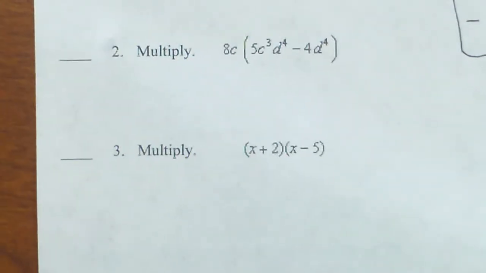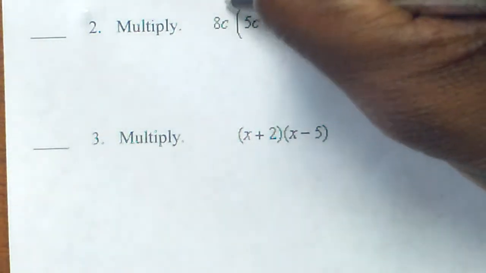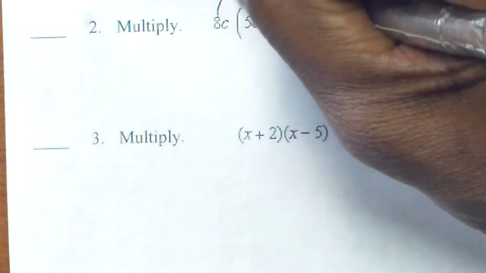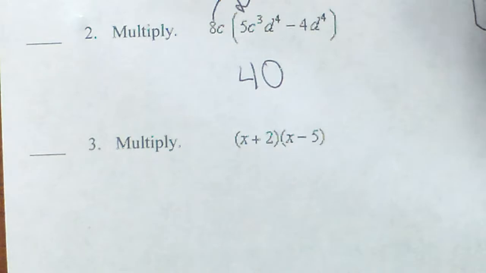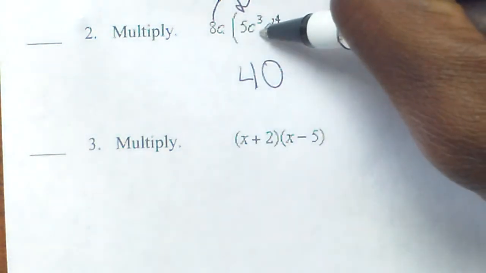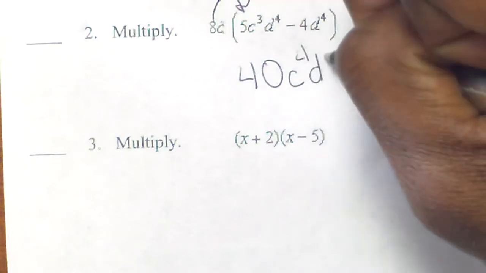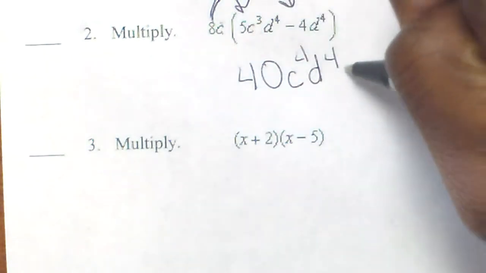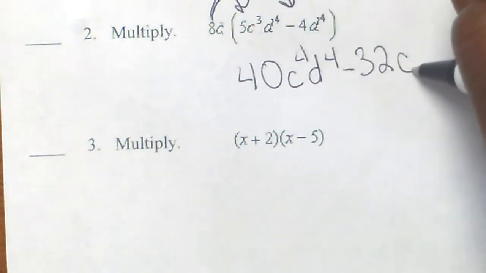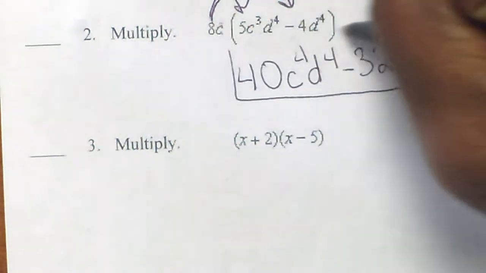So we are multiplying these polynomials. We're basically distributing. Make sure you distribute the 8 and the c. So this is saying 8 times 5, that's going to be 40. Remember your rules. Multiplying c times c cubed, when you multiply, you add the exponents, so that's going to be c to the 4th, and the d to the 4th just comes down. Here we distribute 8 times negative 4, that's going to be negative 32c, and then bring the d to the 4th down, and that's your final answer you should have got.